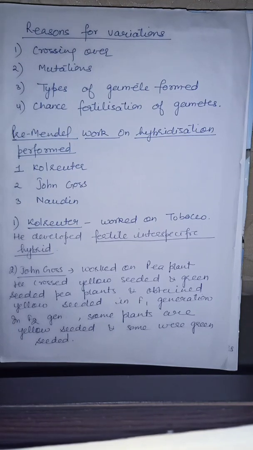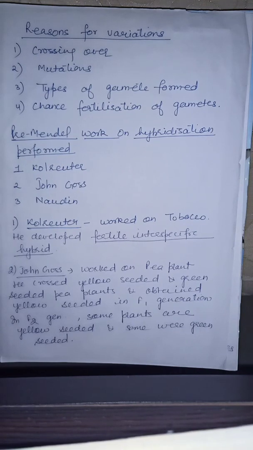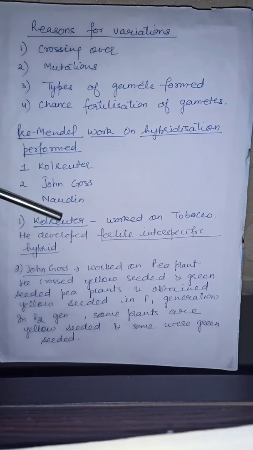Now we will discuss pre-Mendel work on hybridization. Pre-Mendel work on hybridization means before Mendel, which scientists performed which type of work. Under this we will discuss three scientists: Kolreuter, Gaertner and Naudin. Kolreuter worked on tobacco. He developed fertile interspecific hybrids of tobacco.